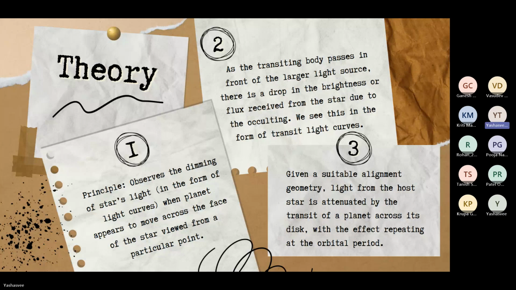So given a suitable alignment, we can see that the light from the host star varies because of the transit of the planet across its face, and this effect repeats at the orbital period as the planet revolves around the star. So at the orbital period we can observe this phenomenon.